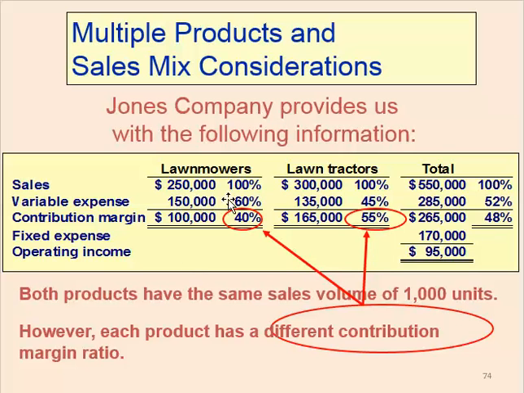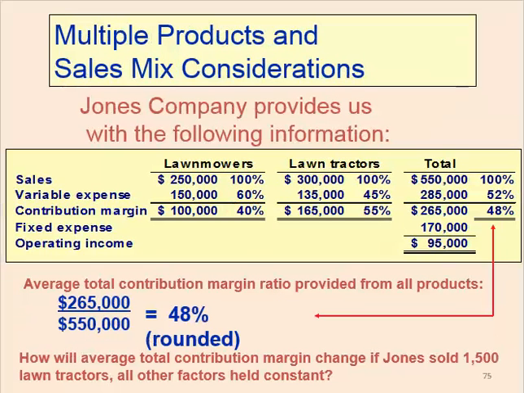If they sell $250,000 in lawn mowers and $300,000 in tractors, variable expenses are slightly higher for lawn mowers, so their contribution margin is only $100,000 or 40%. Lawn tractors, on the other hand, have a lower variable expense, higher selling price, so the contribution margin is a bit higher at 55%. We can also look at the combined contribution margin for both of them. And we'll click down here. So you would want to sell more lawn tractors because it carries the higher contribution margin.